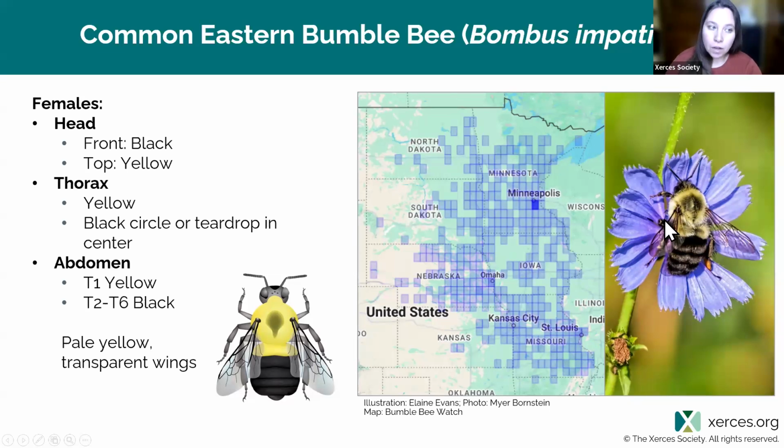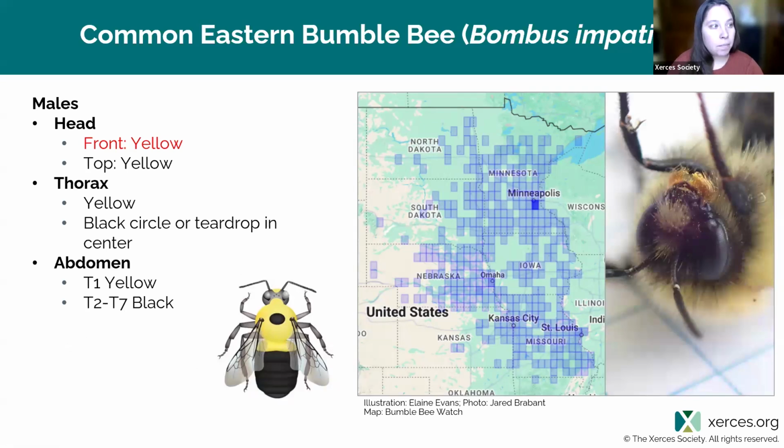In general, common eastern bumblebees tend to be a paler, sort of yellow, and they have pretty transparent wings. It's almost like looking through a window. You can see from this example image that you can see right through this bumblebee's wings. Underneath, you can clearly see that the tergites are yellow and black, even though that wing is blocking the way.